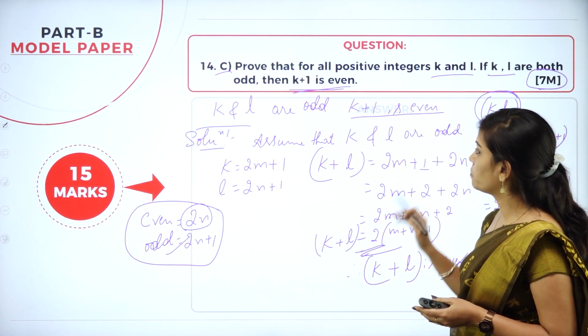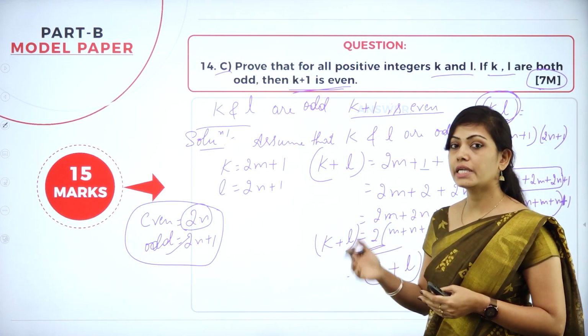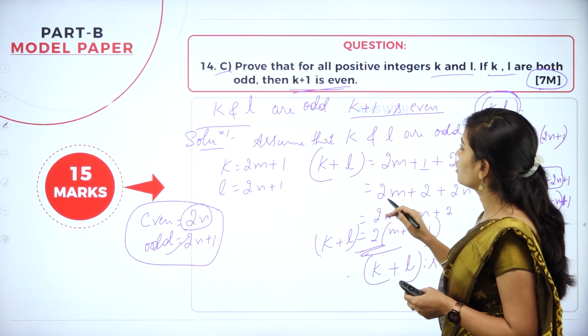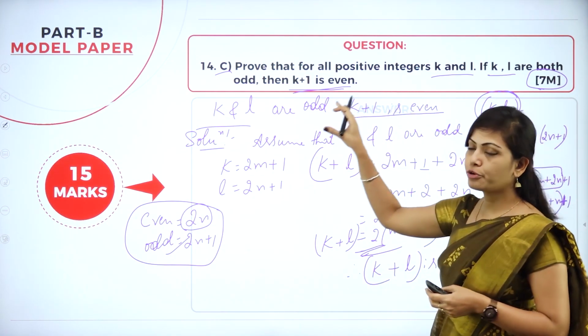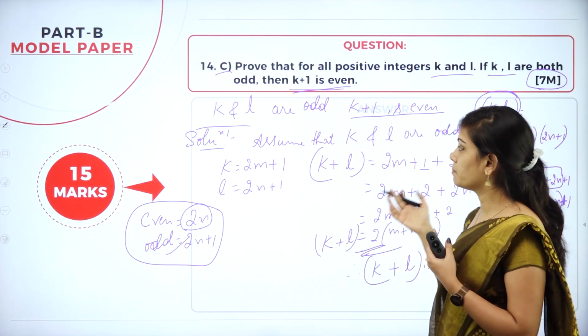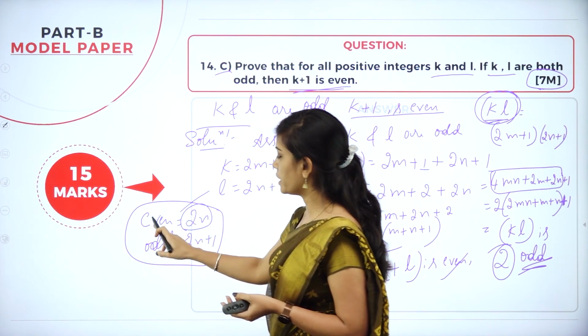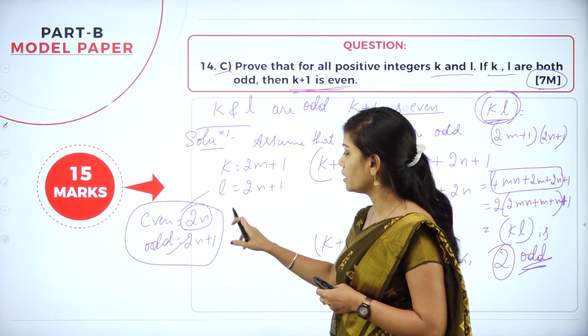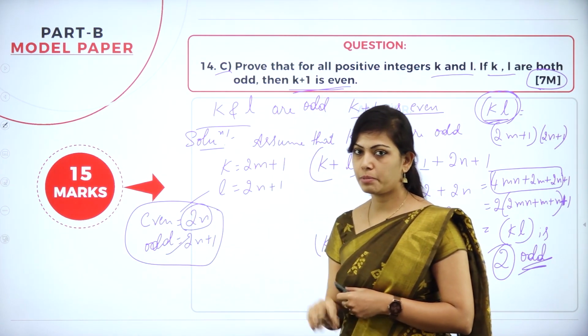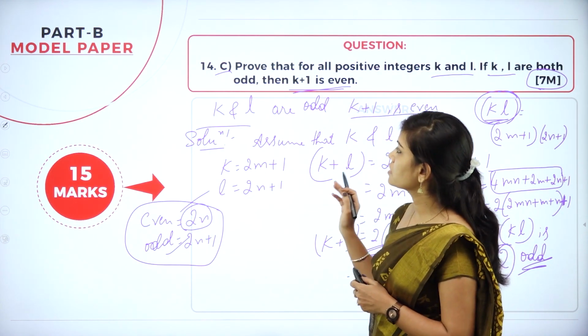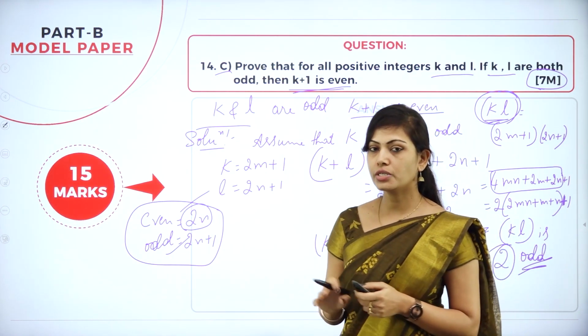Definitely there will be a problem on this concept. This is the indirect method in mathematical logic. Here you have to prove that k plus l is even and k into l is odd. You can prove this by using this concept. Even means it should be in the form of 2n, odd means it should be in the form of 2n plus 1. So this is your 14th question C.